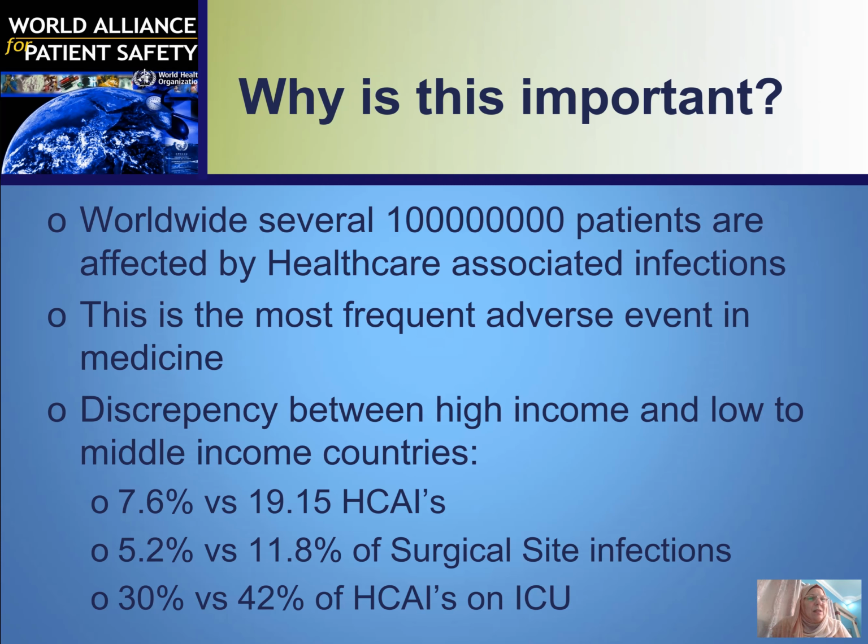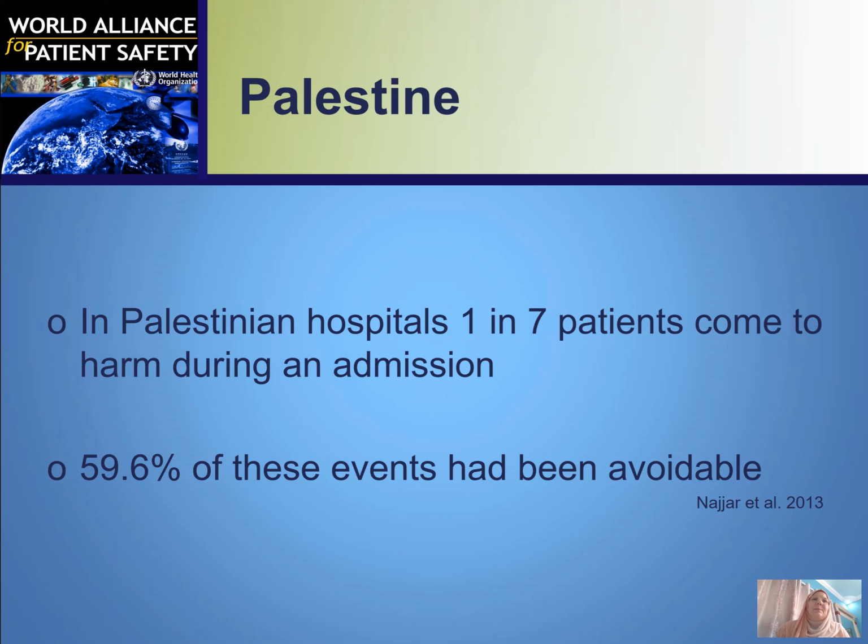Surgical site infections in particular also show a big difference. You have 5.2% in high-income countries and more than double that in low and middle-income countries. And also healthcare-associated infections in the ICU are more frequent in low and middle-income countries.